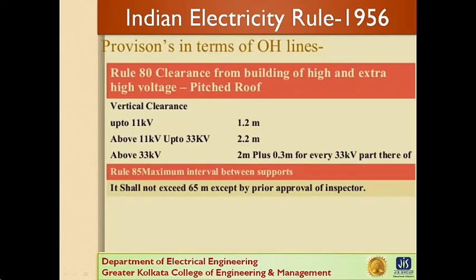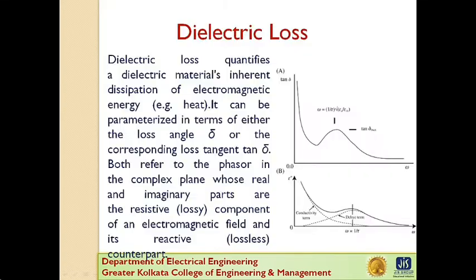Rule 80. Clearance from building of high and extra high voltage, pitched roof. Vertical clearance: up to 11 kV, 1.2 meter; above 11 kV and up to 33 kV, 2.2 meter; above 33 kV, 2 meter plus 0.3 meter for every 33 kV or part thereof. It shall not exceed... Rule 85. Maximum interval between supports. It shall not exceed 65 meter except by prior approval of inspector.